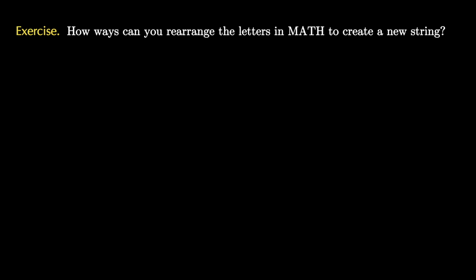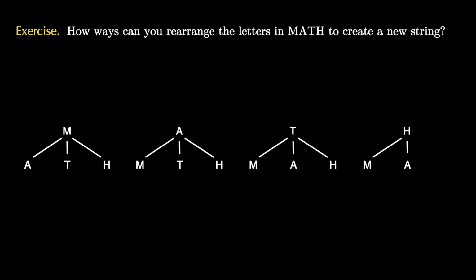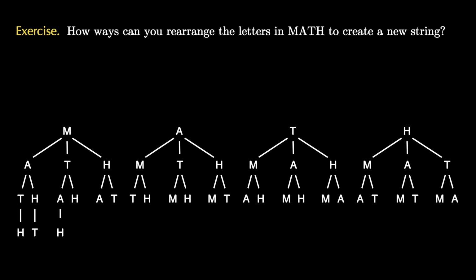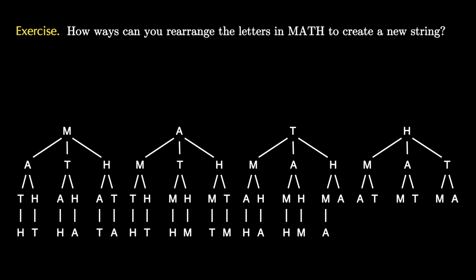We will organize the strings in a tree diagram. The first level contains the first letter of the string, the second level contains the second letter of the string, the third level contains the third letter of a string, and the fourth level contains the fourth letter of the string. So the strings correspond to paths from the top to the bottom.